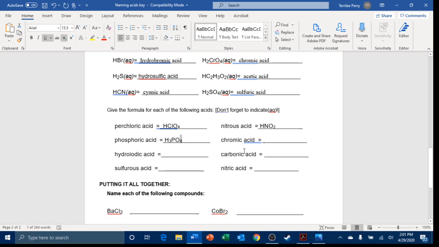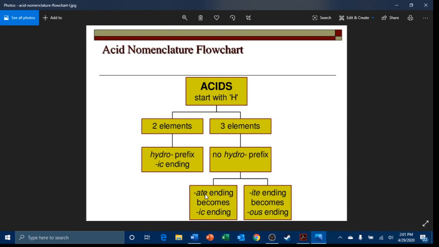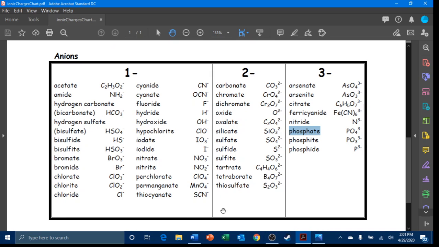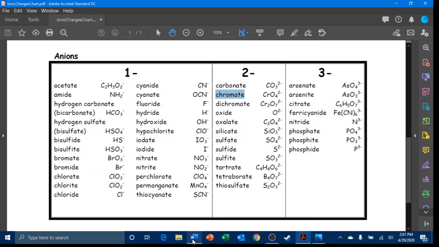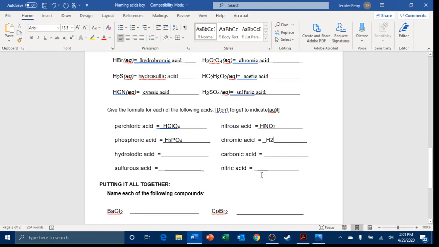Okay, chromic acid. If it's an ic, it was ate. So we're going to look for chromate. CrO4, and that's a -2. So this is going to be H2CrO4.